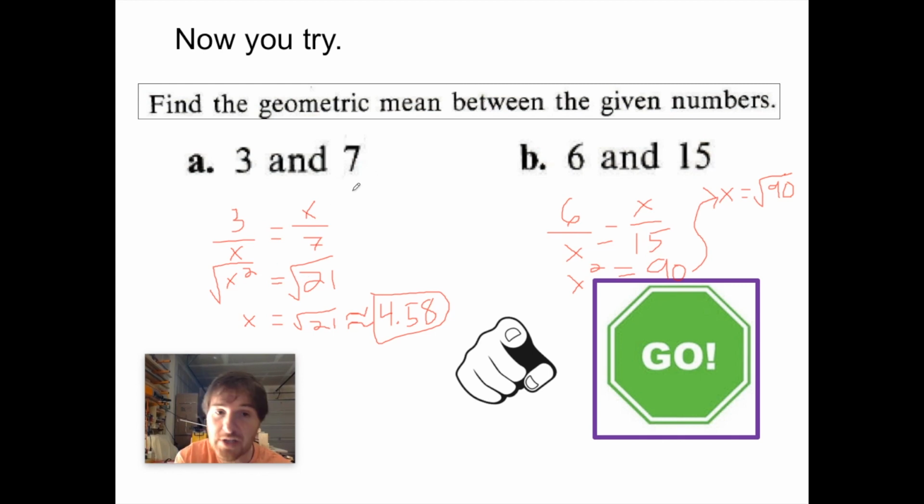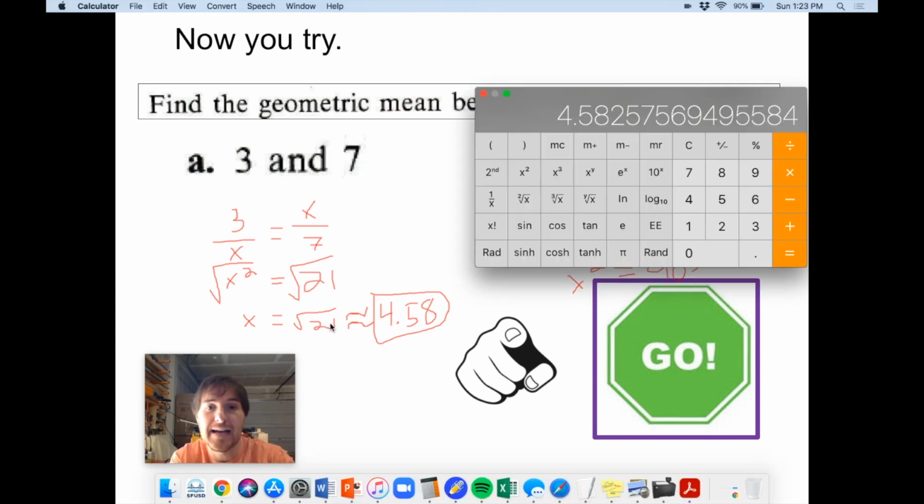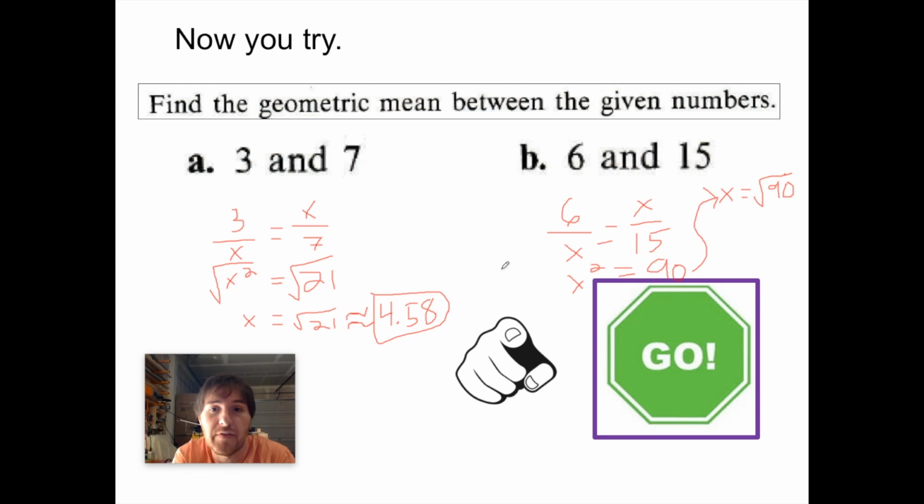So cross multiply, get x squared. Cross multiply here, get 21. Square root of 21. Cool. That's actually a simplified radical expression. We're going to deal with that next class, as a matter of fact. If I took the square root of that and sort of got it as a decimal, I might round it to 2 decimal places. 4.5 is what I got here.